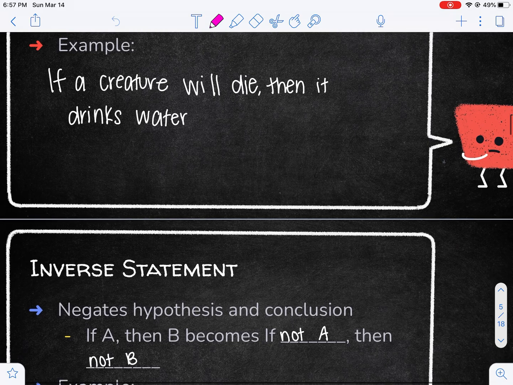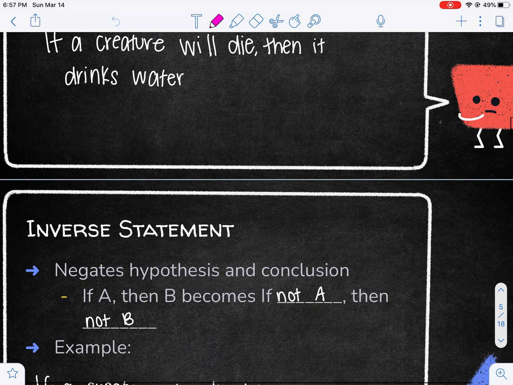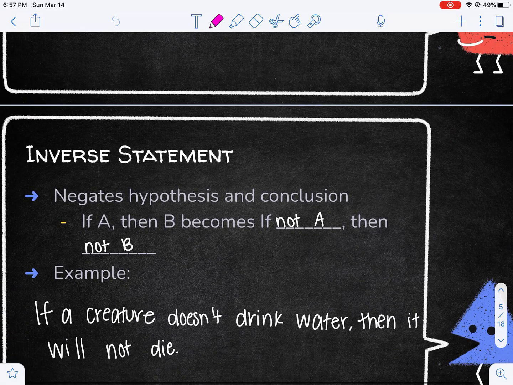The inverse just makes it negative. So if I have if A, then B, my inverse is if not A, then not B. So going back to my example, I'm keeping my hypothesis and conclusion where they're at, but I'm making them negative. So if a creature doesn't drink water, then it will not die.